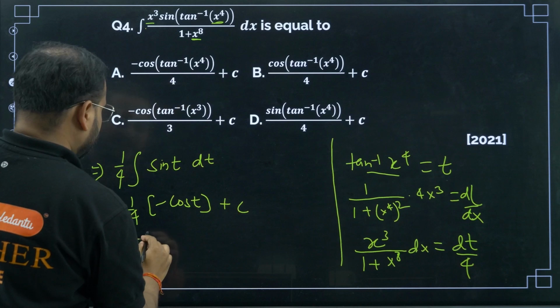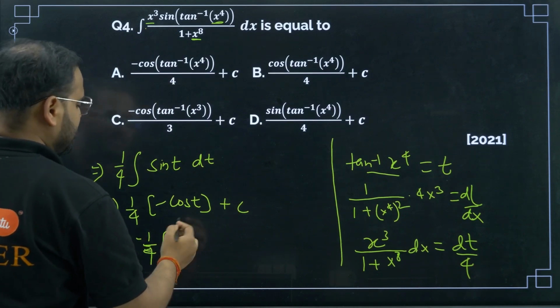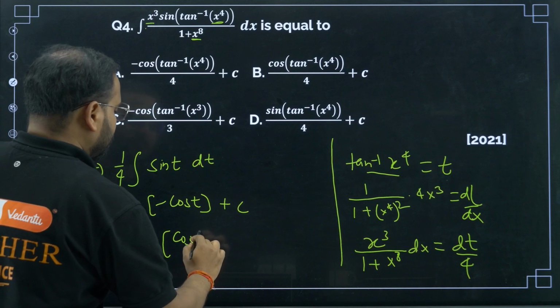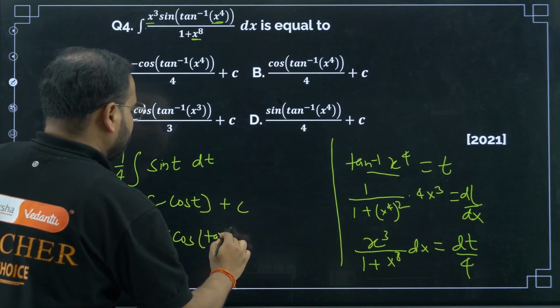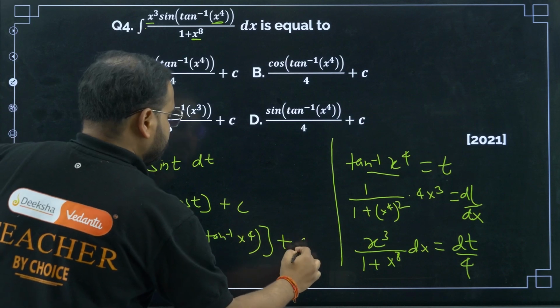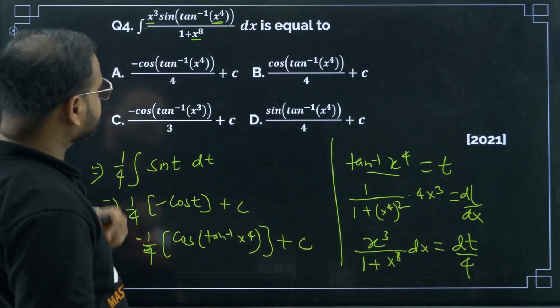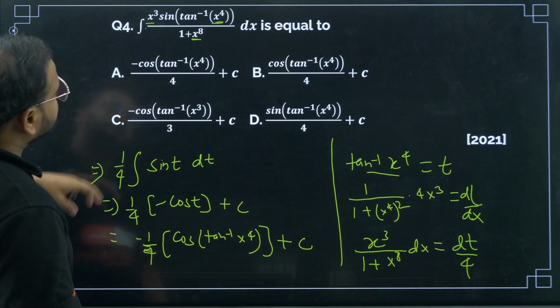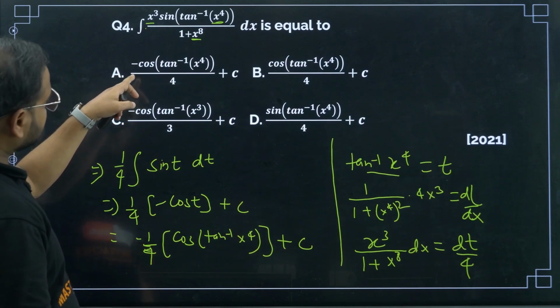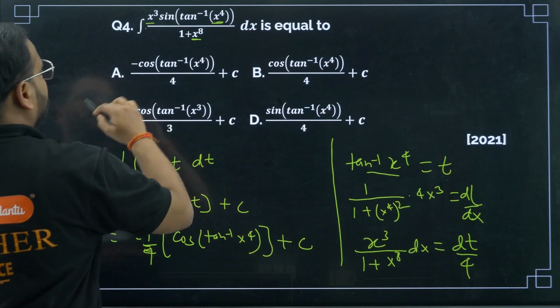My answer is simply minus 1 by 4 cos t. So cos of tan inverse of x power 4, plus c. Am I right? 1 by 4 is the constant multiplied over here. So if you check any option, option A, minus cos by 4 tan inverse of x power 4 plus c. Any option like this? No. So option number A.